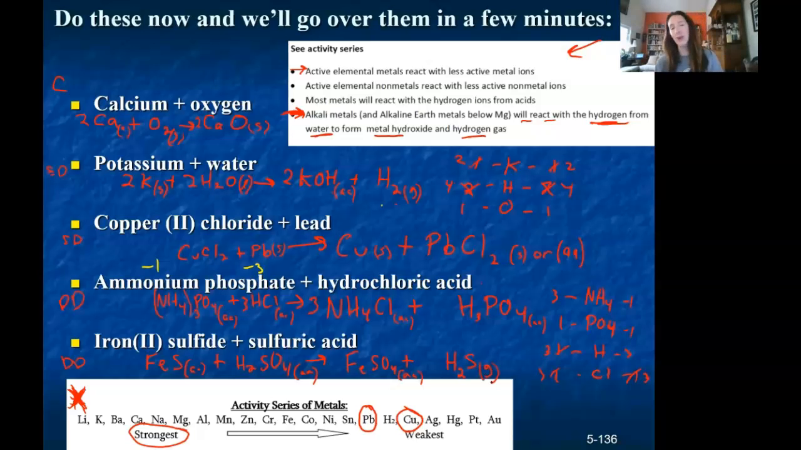We haven't gone through that. We're going to go through that today. But you'll see that hydrogen sulfide is a gas. And if you look on the back, we're going to look at those today.